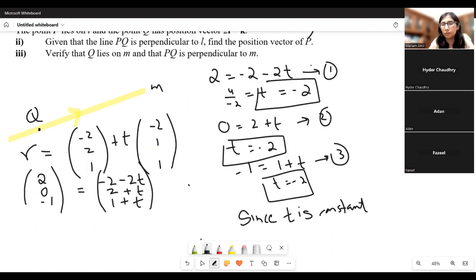Yeah, t is the same, or t is -2 for all 3 equations. Since t is constant, Q lies on line M.